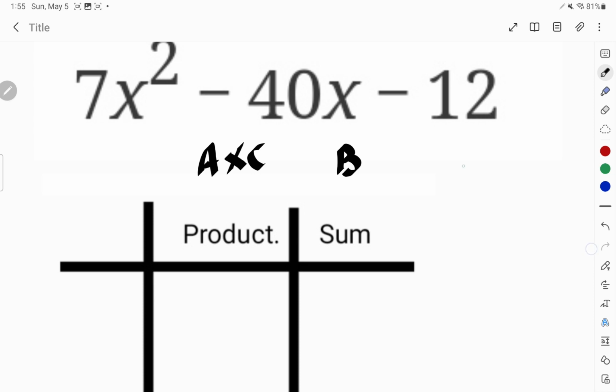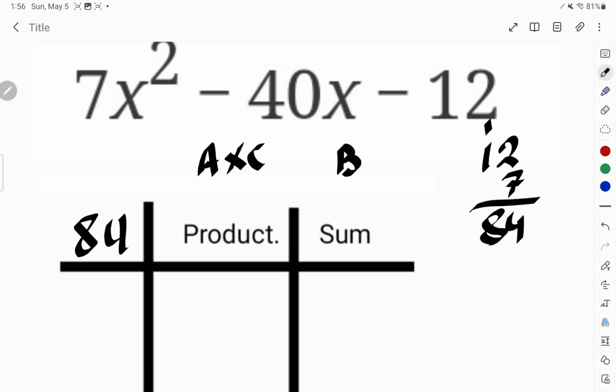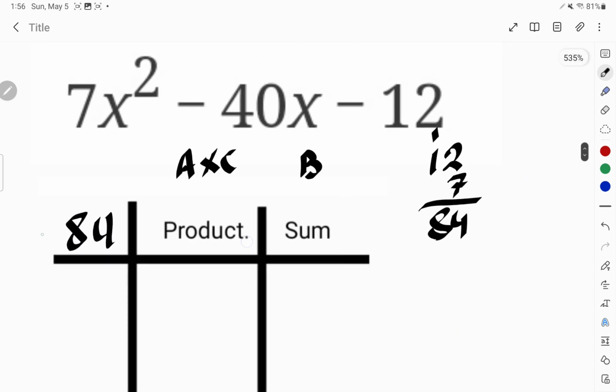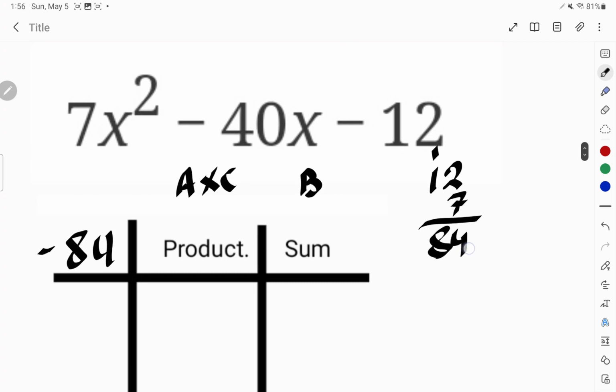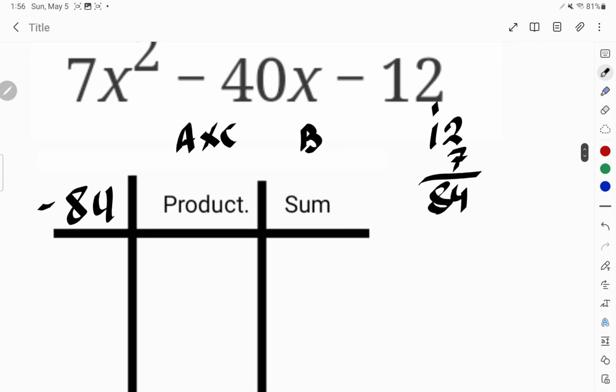So what do we have? 12 times 7. What is that? 14, carry over, that's 84. So we have 84 for this one, but make sure it's negative, so we have a negative 84. What we need to do at this point is figure out what factors give me 84. And this might take a while. I would highly recommend you have a calculator handy, because getting the factors is probably the hardest part of these problems.